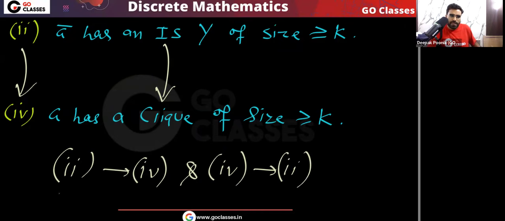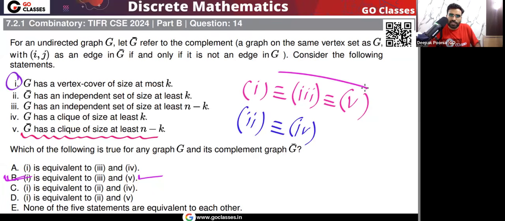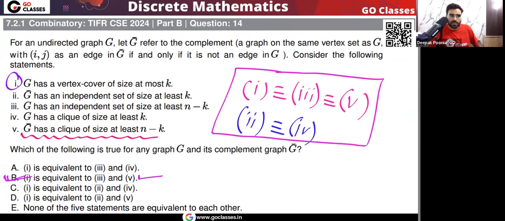So what can I say overall? I can say that the second statement is equivalent to the fourth statement. This is also correct. But the question is asking: this first statement is equivalent to whom? So the first statement is equivalent to third, fifth. But this is the complete analysis: the second statement is equivalent to the fourth, and first, third, and fifth are equivalent to each other. Okay, I hope you understood. This is the complete analysis of this question. Is this clear? Let me know.